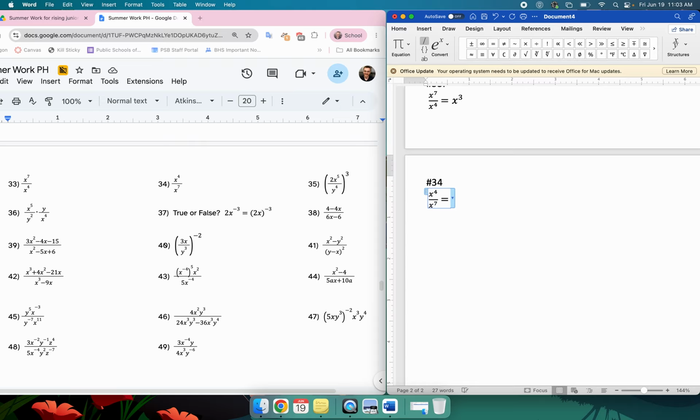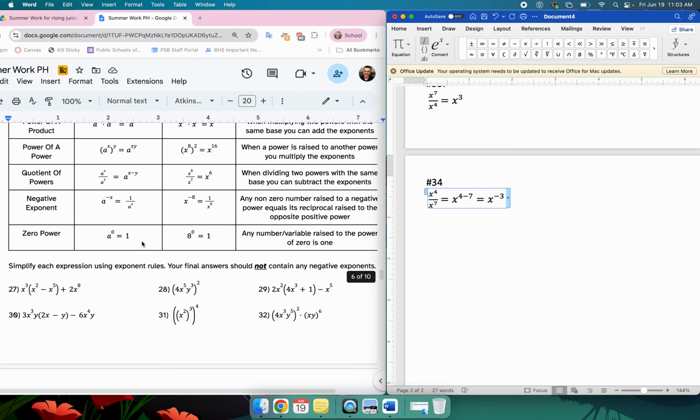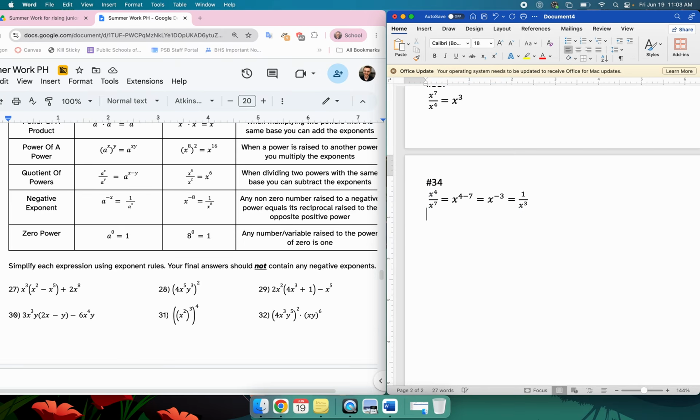Number 34, we have x to the 4th over x to the 7th. Same thing, we're going to subtract those exponents. Actually, there are 2 ways of thinking about this. I'll show you 2 ways. One is you can say, oh, that's x to the 4 minus 7, which is x to the negative 3. And then you could ask yourself, what does a negative exponent mean? If you scroll back up, a negative exponent basically means a reciprocal: a to the negative x is 1 over a to the positive x. So if I have x to the negative 3, that's 1 over x to the positive 3, and that's the answer.